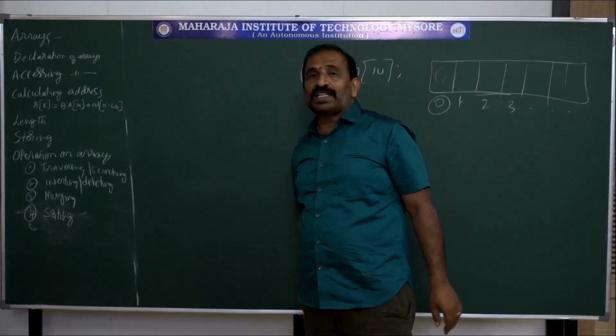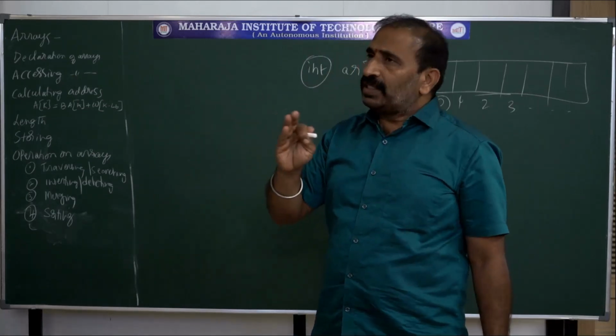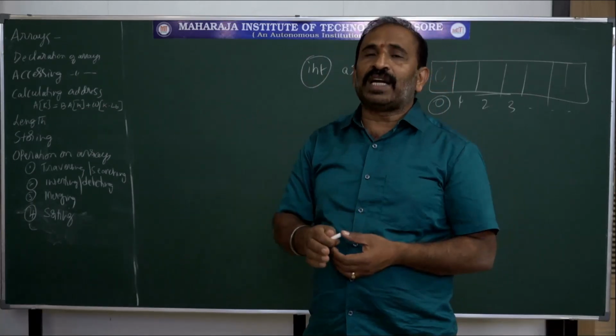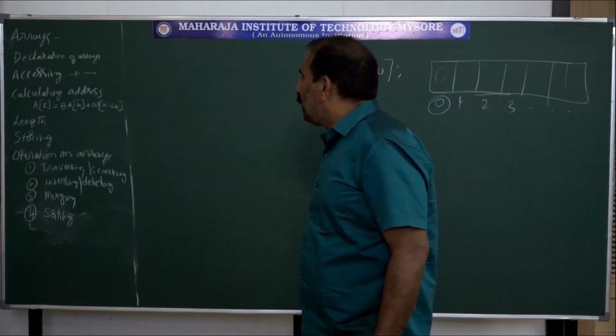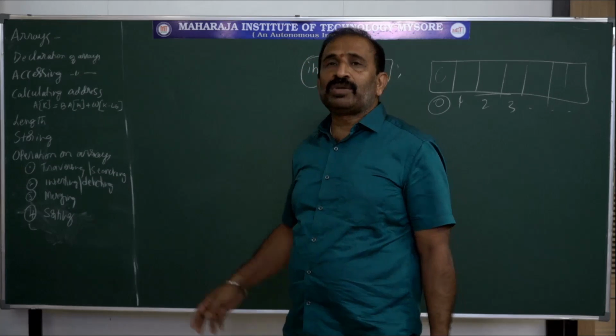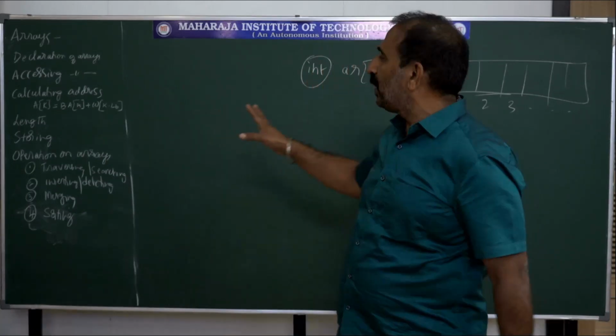And of course, calculating the address, you will not come across any situation where you will be calculating the address, but I have told you a formula like A of k is equal to B of A plus W into k minus LB. So we have seen with some examples, you don't worry.